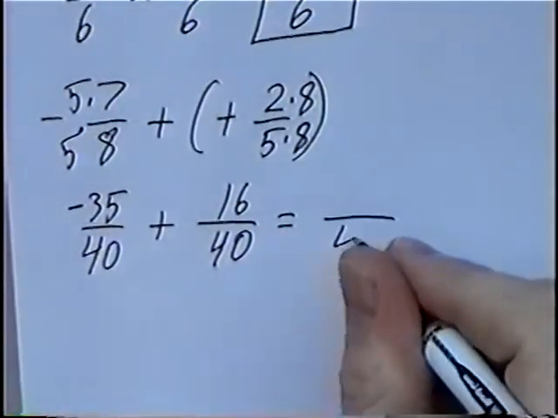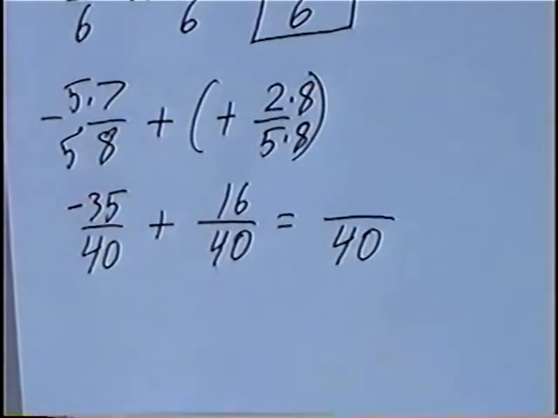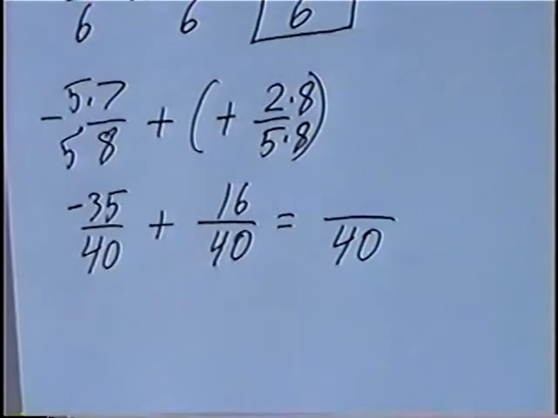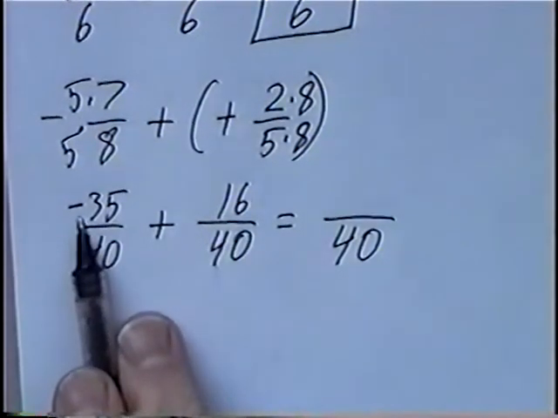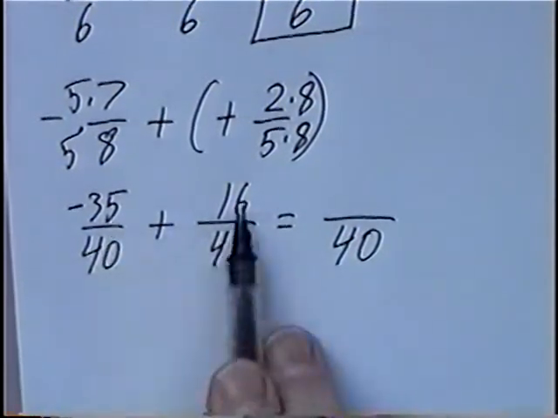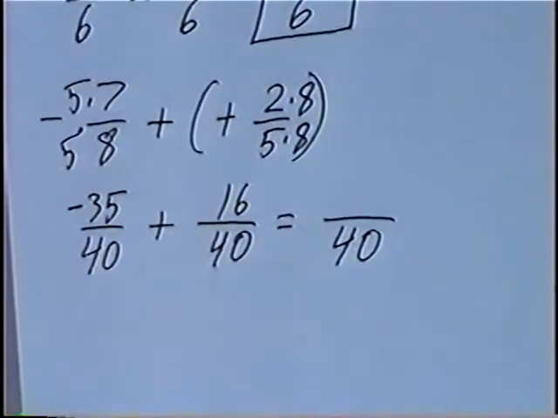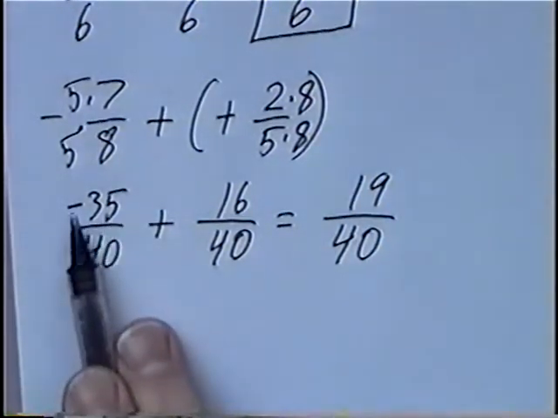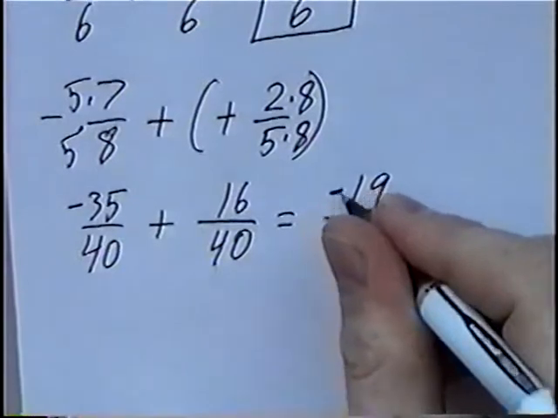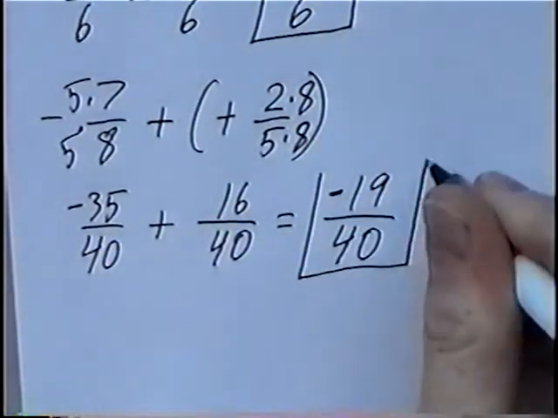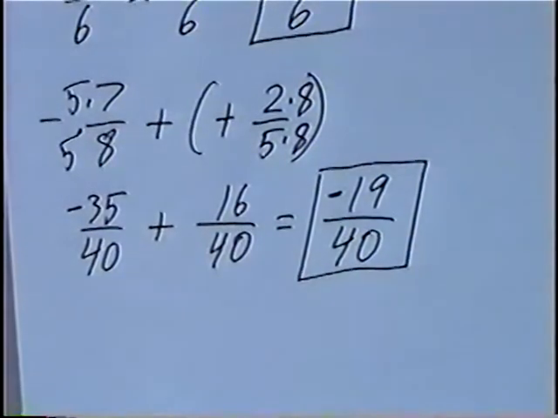Once we have the same denominators, the 40 we can bring over. Combining the numerators, negative 35 plus 16. Since we have different signs, a negative 35 and a positive 16, we'll be subtracting 35 minus 16, which will be 19. And 35, the bigger number, is negative, so we'll have a negative 19. So our final answer, negative 19 over 40.